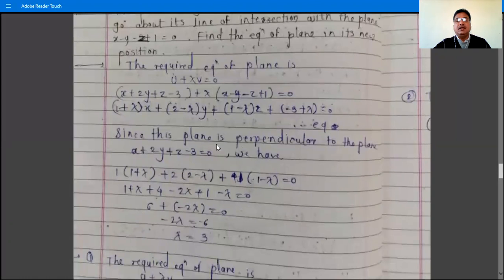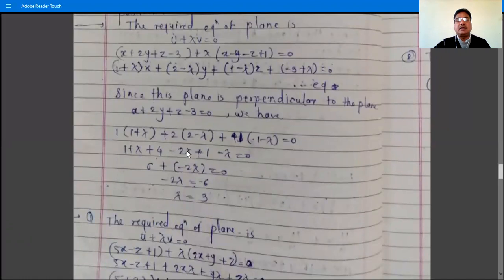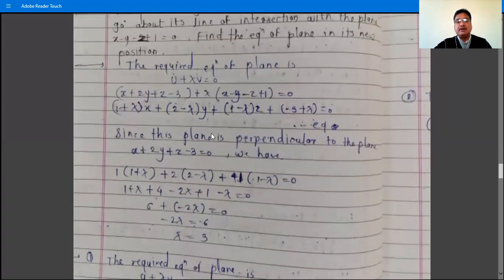The required plane, star, is perpendicular to this plane. As the two planes are perpendicular, we have the coefficient of x, that is 1 into 1 plus lambda, plus the coefficient of y, that is 2 into 2 minus lambda, plus the coefficient of z, that is 1 into 1 minus lambda, is equal to 0. That is, A1 A2 plus B1 B2 plus C1 C2 is equal to 0, since the normals are perpendicular and the coefficients of x, y, z are the direction ratios of the normals to the plane. Using the condition of perpendicularity of two planes and simplifying, we have the value of lambda is 3, and substituting this value of lambda we have the required equation of plane.